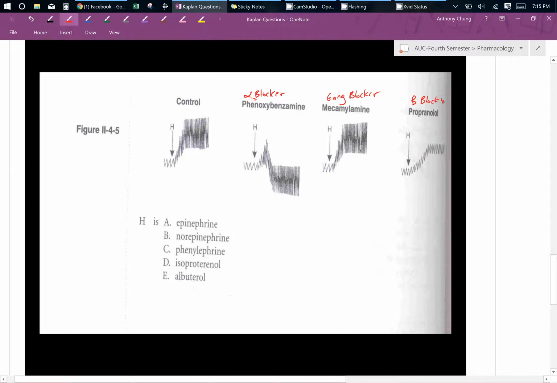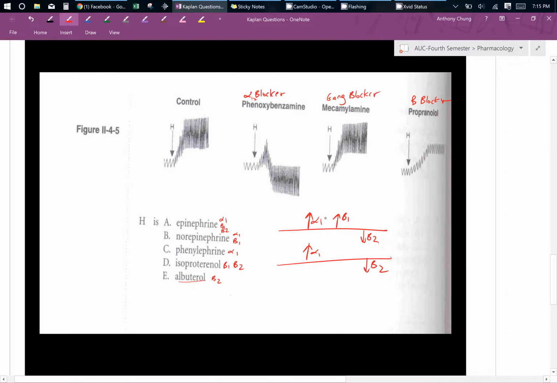So in this case, once again, you have epinephrine: alpha 1, beta 1, beta 2. Norepinephrine: alpha 1, beta 1. Phenylephrine: alpha 1. Isoproterenol: beta 1, beta 2. Albuterol: beta 2. Alrighty, so let's take a look. Once again, here's my little diagram: alpha 1, beta 1, beta 2, and beta 2.